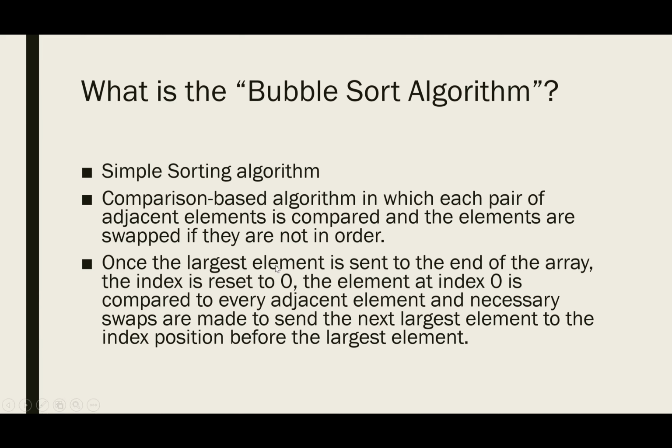As we see here, once the largest element is sent to the end of the array, the index is reset to 0. The reason it's called the bubble sort algorithm is because it takes the largest element and it bubbles it up to the end of the array. And then it resets to 0 and it starts over again with the algorithm. The process starts all over again. It takes the next largest element and bubbles it up to the index less than the largest element. And eventually all of your elements are going to be in order. All of your numbers are going to be in order.